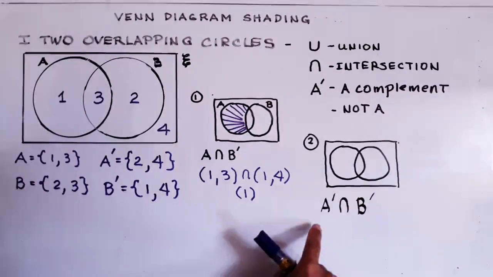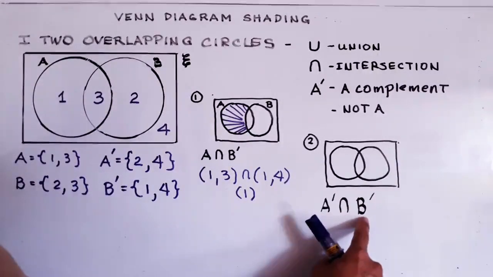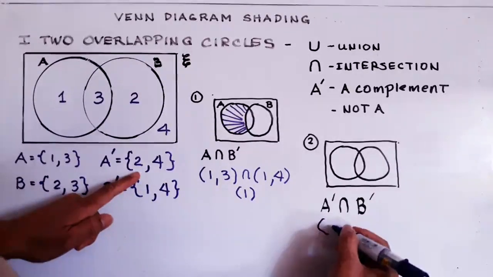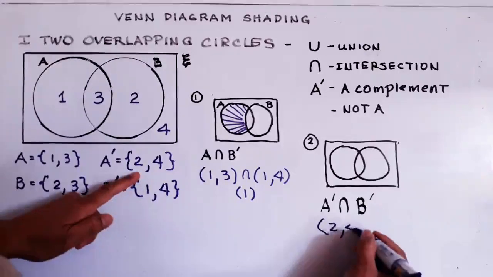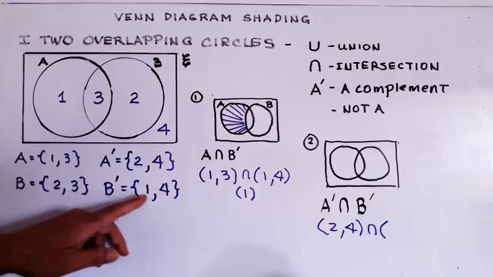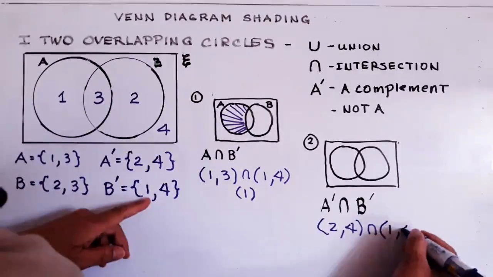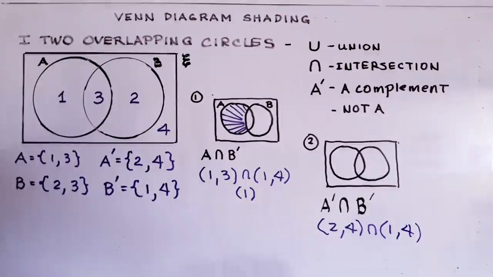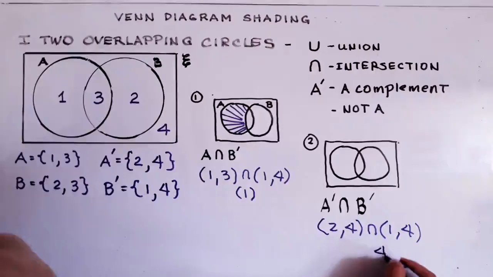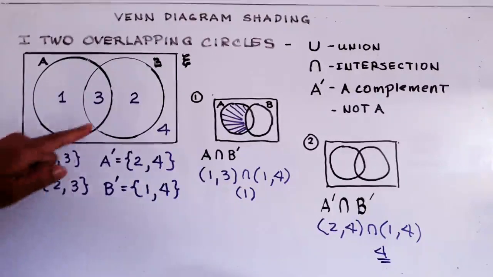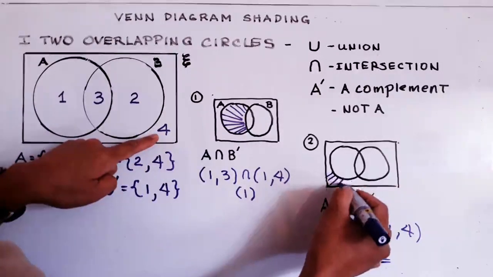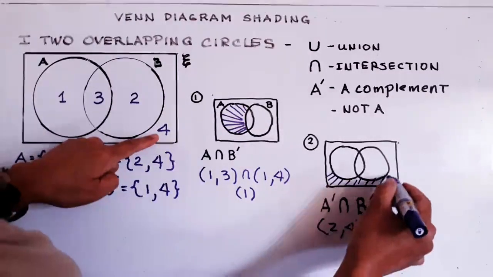Number 2, we have A prime intersection with the B prime. So where's the A prime here? A prime is 2, 4. It will intersect with the B prime. Where's the B prime? Here. 1 and 4. So let's have the intersection of this and this. So it is 4 only here. So where's the 4? The 4 is the outside. So we shade this portion here. Okay.